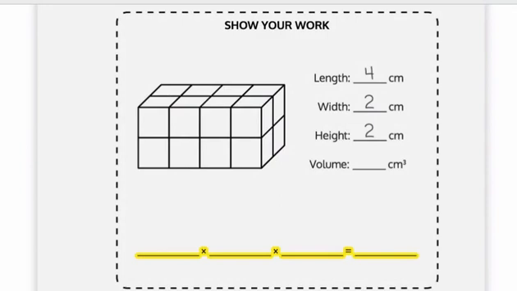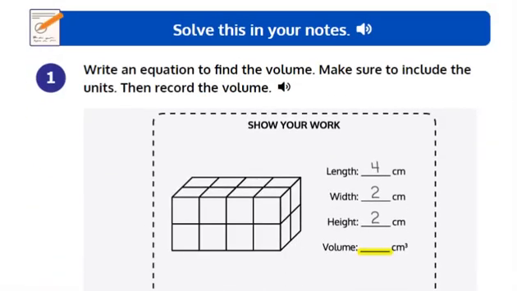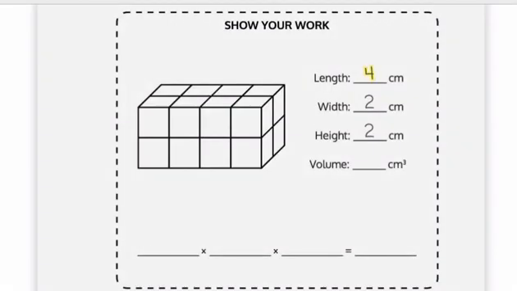Now, write an equation to find the volume. Make sure to include the units. Record the volume here. We can multiply 4 centimeters by 2 centimeters by 2 centimeters to find the volume. 4 times 2 is 8, and 8 times 2 is 16. So the volume of this prism is 16 cubic centimeters. Check your work.